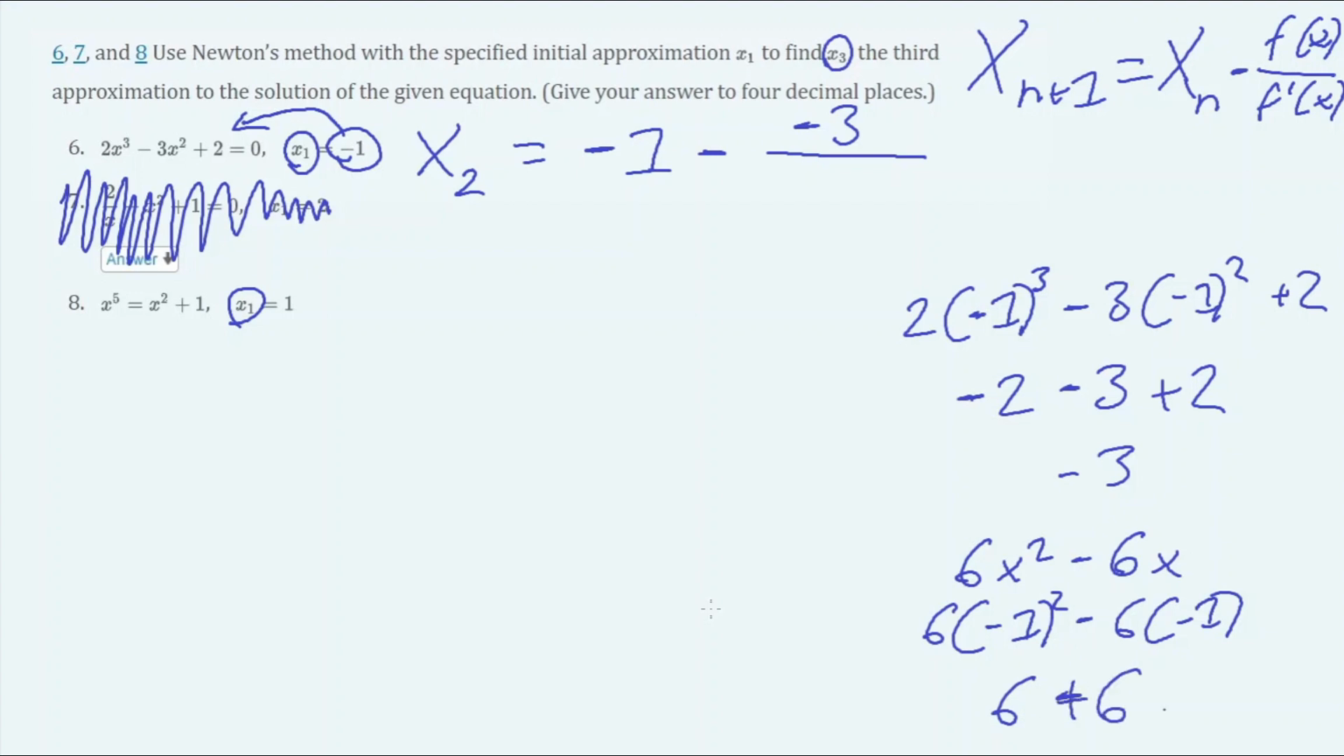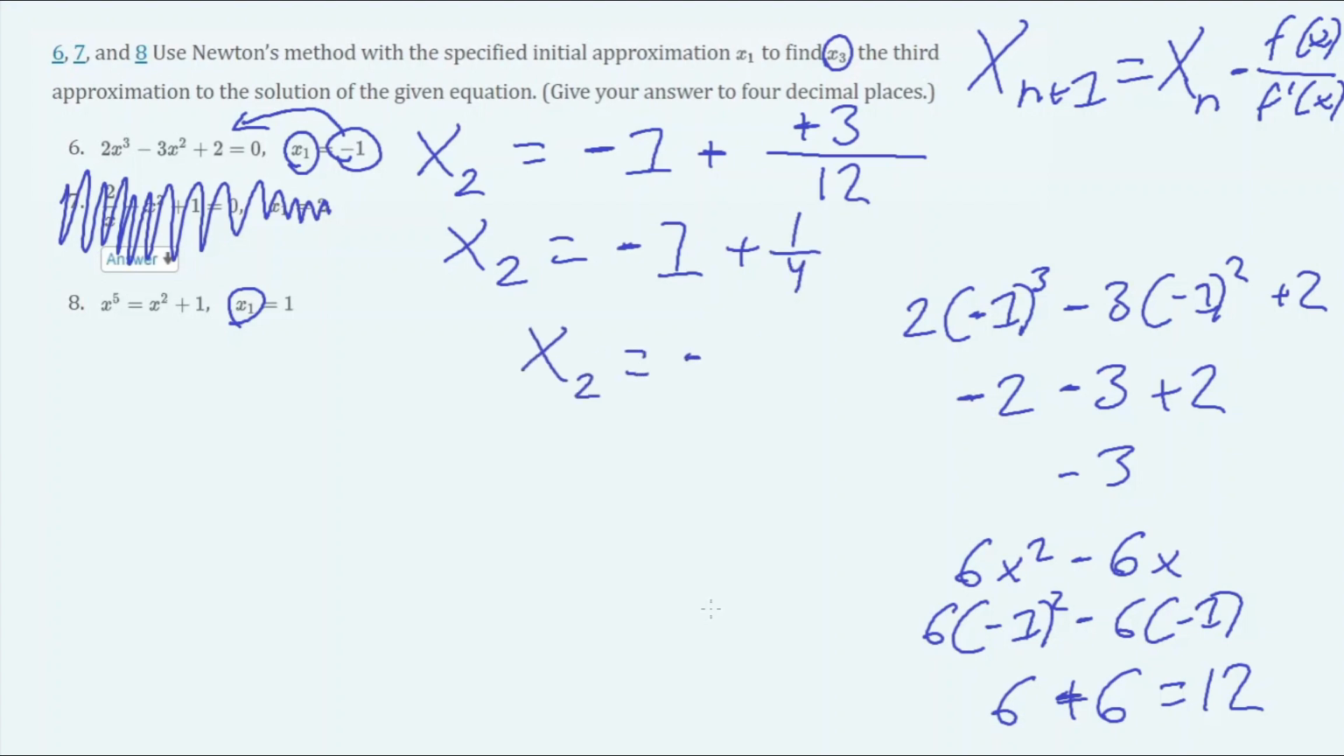So we actually have 6 plus 6 is equal to 12, which means that down here we're going to have 12. If we simplify that, we're going to have x2 is equal to -1, and these two negatives cancel out, so it's a positive, plus, and that's going to be 1 over 4. So we have x2 is equal to -3 over 4.